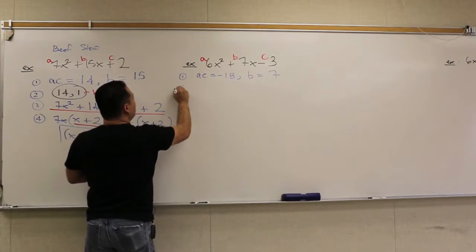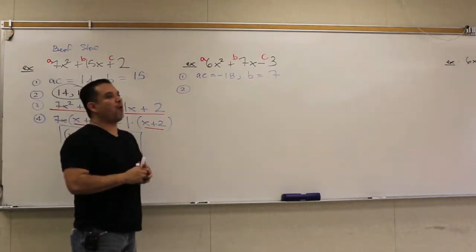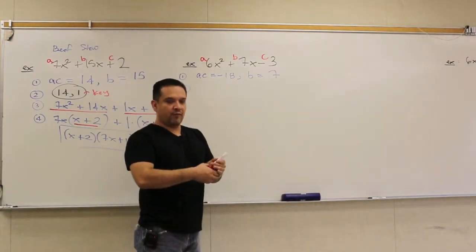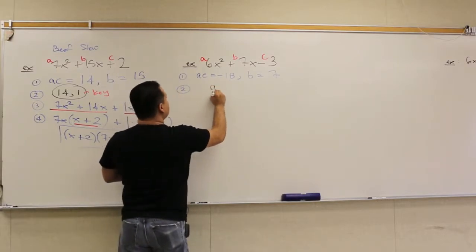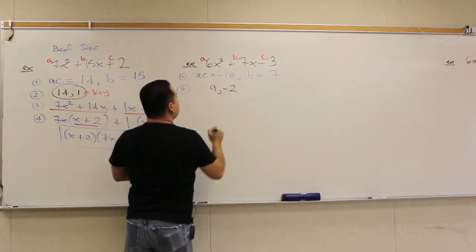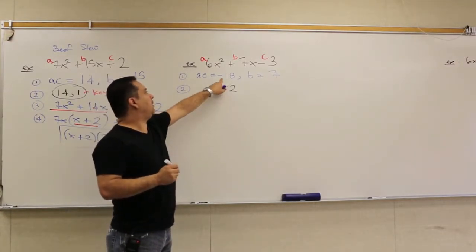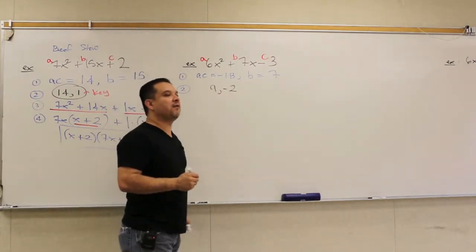Step number 2. Give me a pair of numbers whose product is negative 18, but whose sum is 7. 9 and negative 2? Oh, you guys are good at this. Is that 9 and negative 2? Let's see. What's 9 times negative 2? Negative 18. Good. What's 9 plus negative 2? Positive 7. Good.